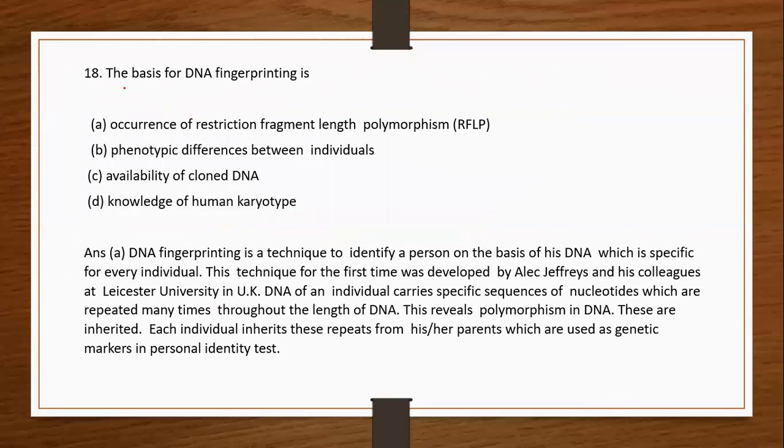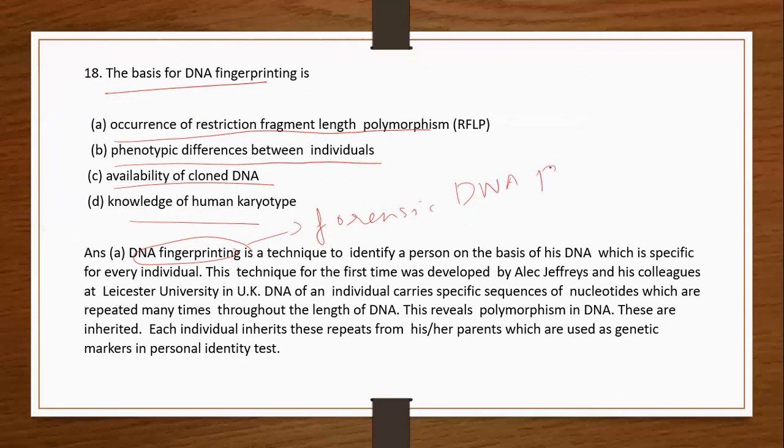Next question is, the basis of DNA fingerprinting is occurrence of restriction fragment length polymorphism, phenotypic differences between individuals, availability of cloned DNA, or knowledge of human karyotype. Now, DNA fingerprinting, we know, is a very important technique which is used in forensic science, and it is also known as DNA profiling.